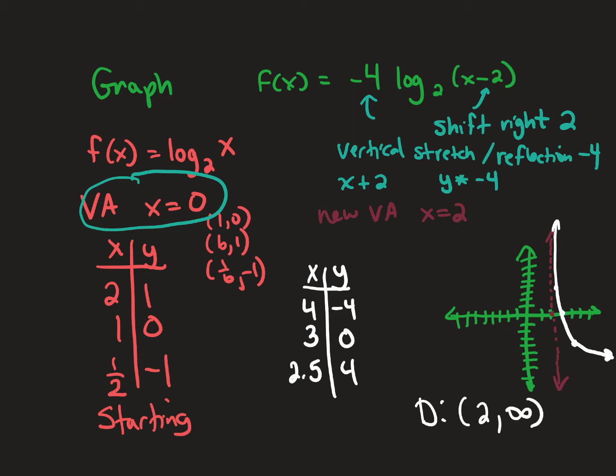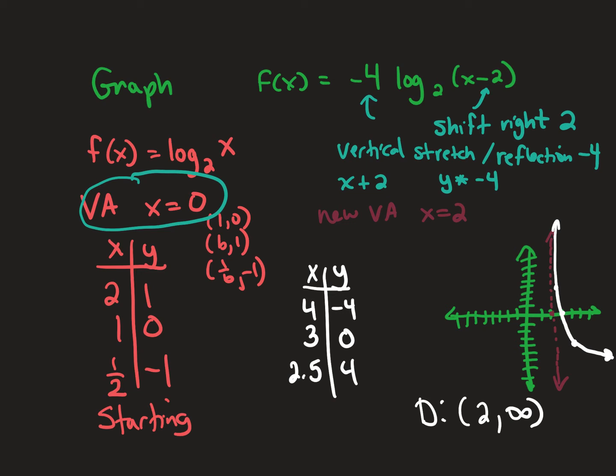Now, generally, logs kind of look something like this, where they grow really slowly. The reason this one is upside down, remember, is because we reflected it. We flipped it over the axis. So I just wanted to point that out. But that is an idea of what our graph would look like.